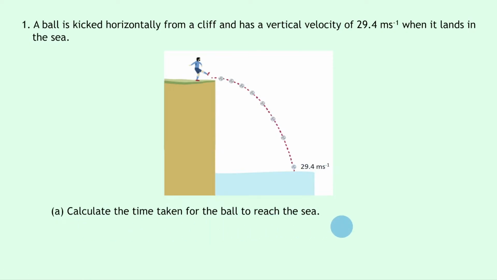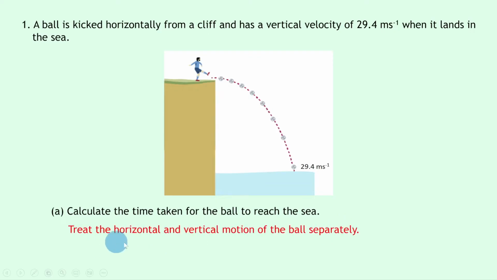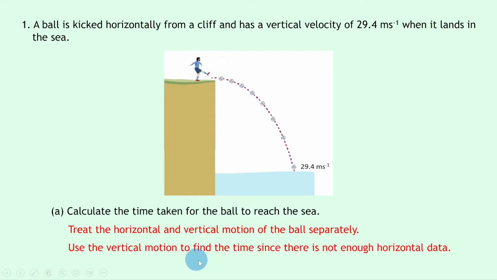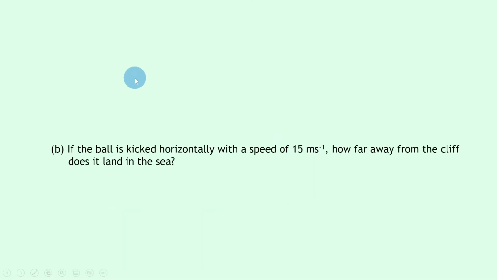Well, what we need to do for any projectile problem, remember, is to treat the horizontal and vertical motion of the ball separately. And in this case, we need to use the vertical motion to find the time, since there's not enough horizontal data. So you'll see we're not given the horizontal velocity, we're also not given the horizontal distance travelled, so we don't have enough information to use the horizontal data. So that means we must use vertical data.